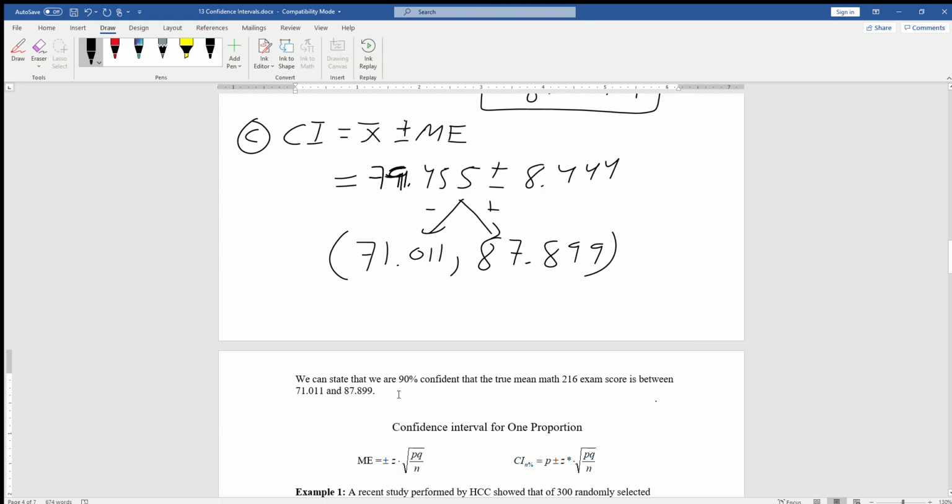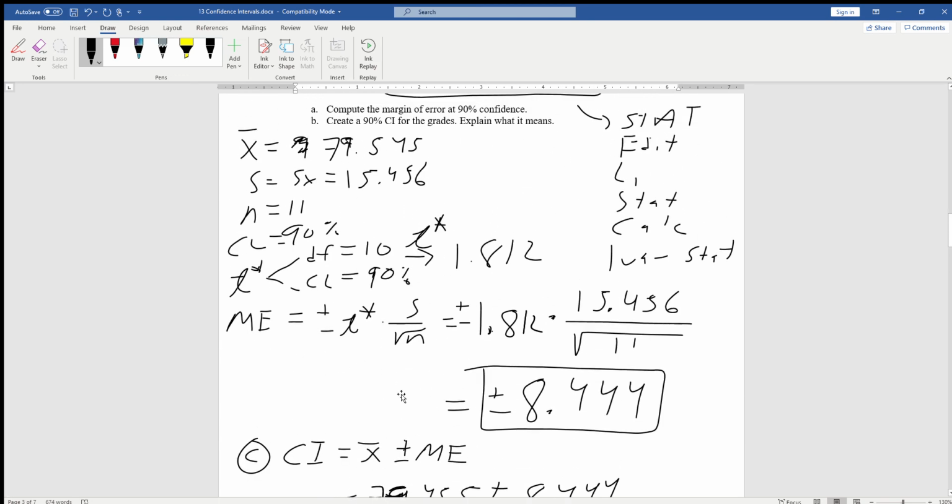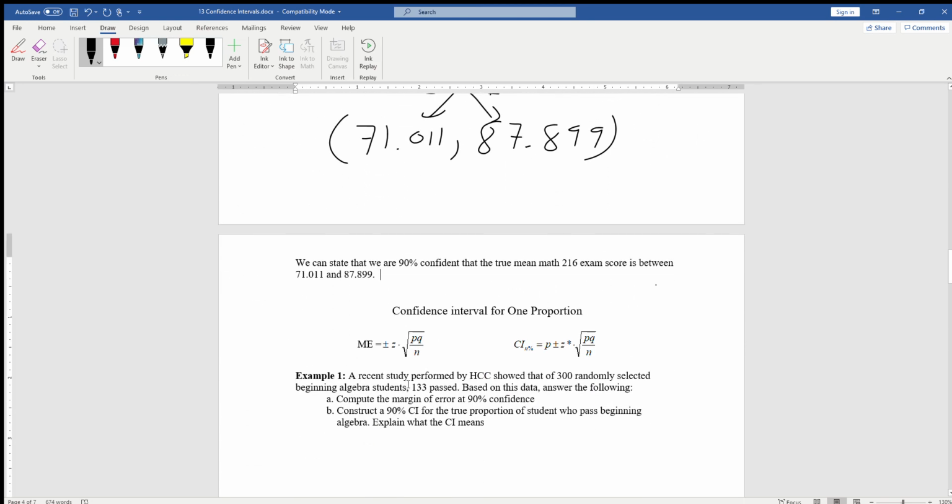That's because we only have 11 samples. If we had more samples, we would get a much narrower confidence interval for this. So make sure that you're okay being able to do this. Go back, practice those two, look at the assignment problems, and before we move on to the confidence interval for one proportion, make sure you're competent with this.